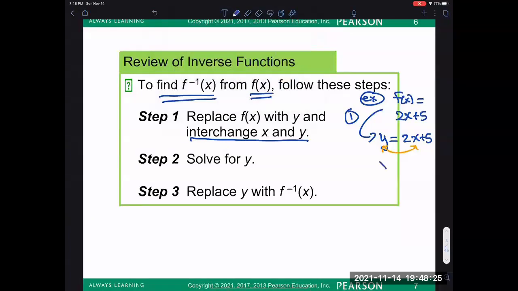And so then we would have that x is equal to 2y plus 5. And when you make that switch with the x and the y variable, you are now looking at the equation which when graphed would give you the inverse function. So this is an equation of the inverse function. So then to come up with the formula of f inverse of x, we then need to solve for y. So in the next step, we want to solve for y.